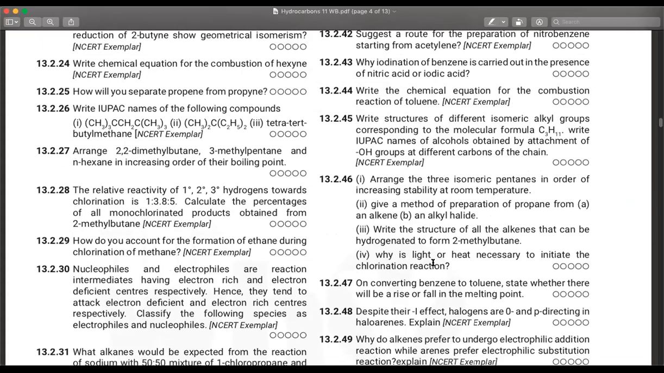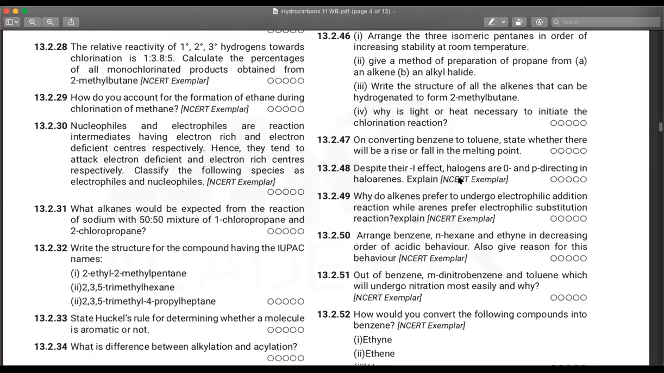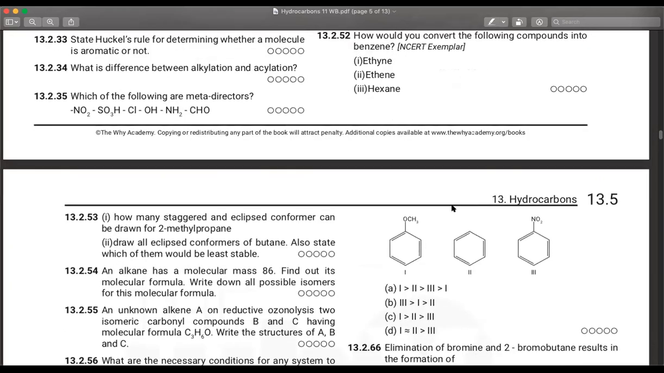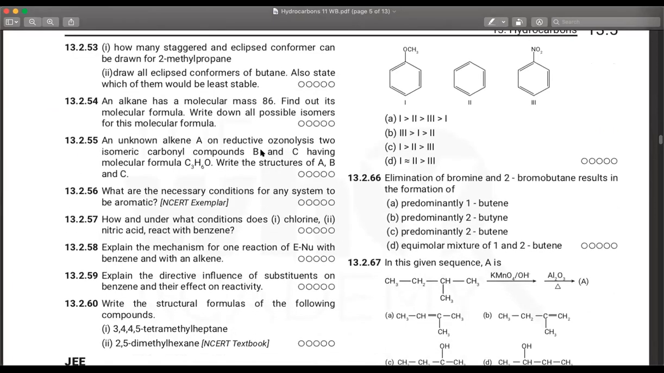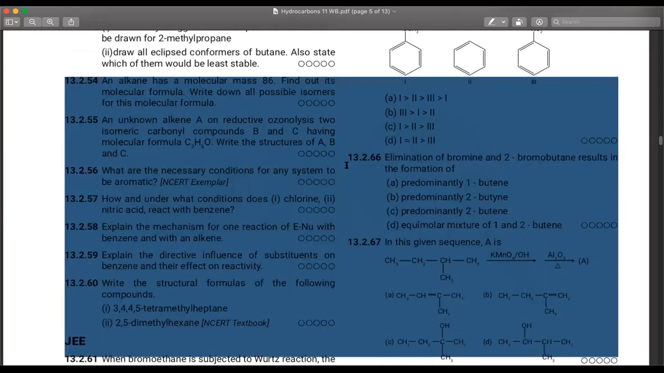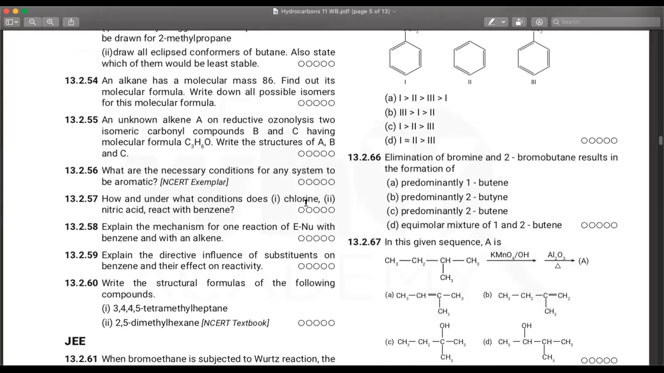All right, next. Ortho-para directing. Okay, this is the next concept. We'll go over it in a bit. A lot of questions that you get on electrophilic substitution reaction of benzene are to describe the mechanism directly, or you'll just be asked to predict the products.